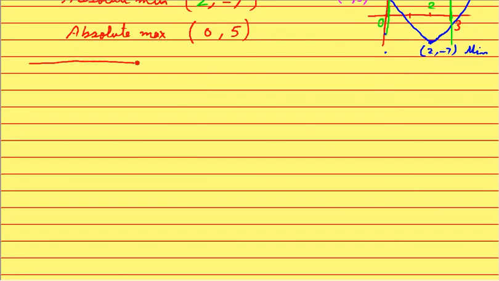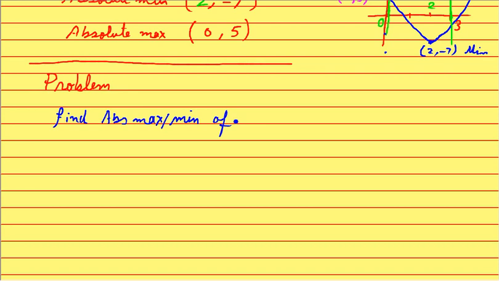Here's a problem. Find the absolute max and min of, say, f of x is equal to x over x squared plus 1 over the interval from 0 to 2. So what do we do? Step 1, find f prime.